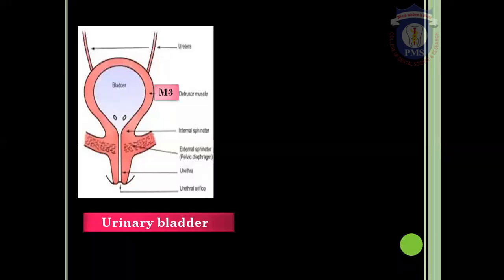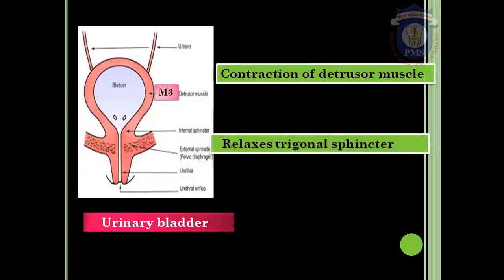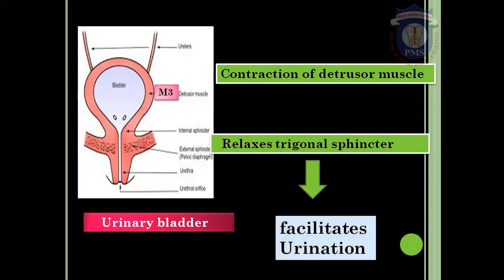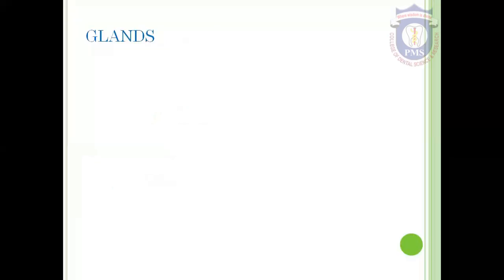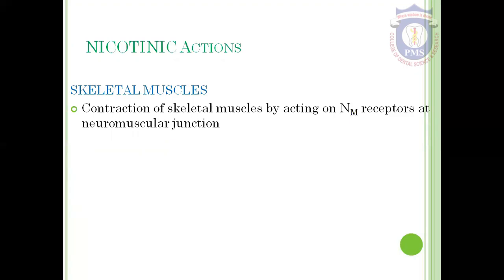In urinary bladder, acetylcholine again acts on the M3 receptors and causes contraction of detrusor muscles and relaxation of the trigonal sphincter and facilitates urination. Regarding glands, acetylcholine increases the secretion from all glands such as salivary gland, sweat gland, lacrimal gland. It also increases the gastric and tracheobronchial secretions.